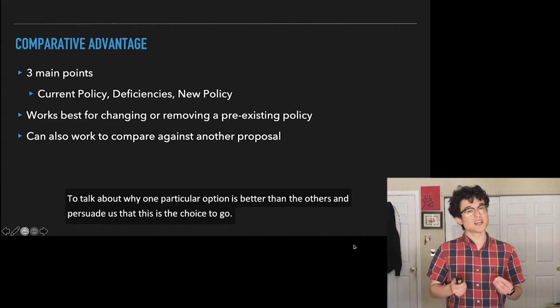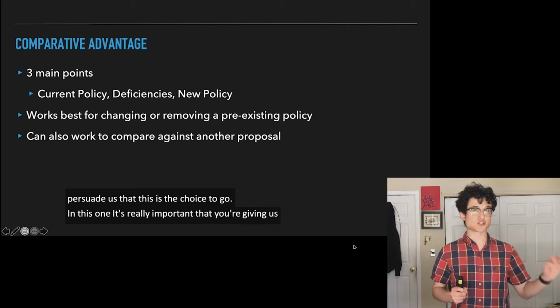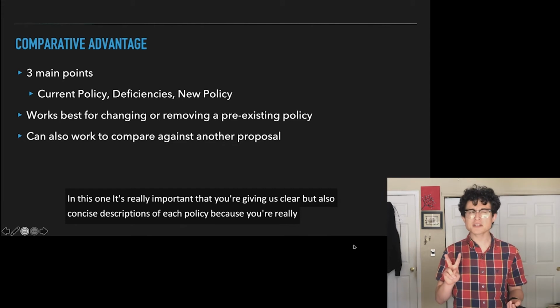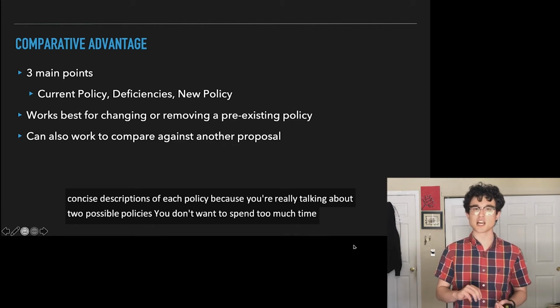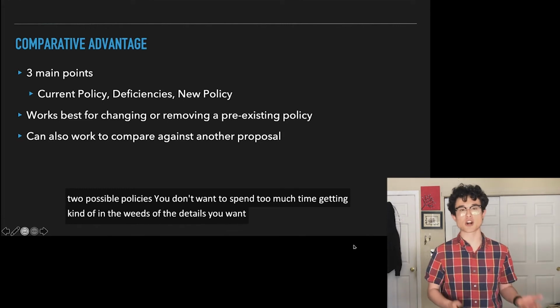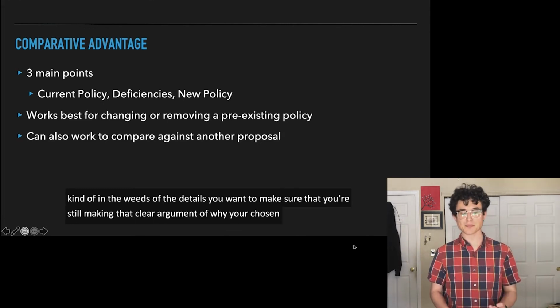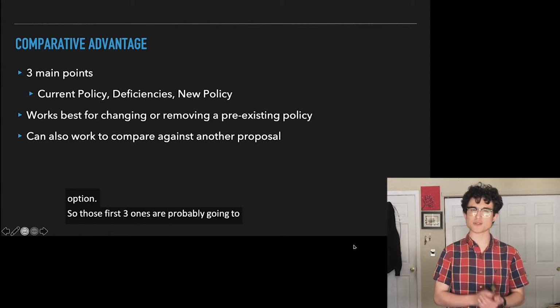In this one, it's really important that you're giving us clear but also concise descriptions of each policy, because you're really talking about two possible policies. You don't want to spend too much time getting kind of in the weeds of the details, and you want to make sure that you're still making that clear argument of why your chosen policy is the best option. All right, so those first three ones are probably going to be a good pattern to use in most cases.